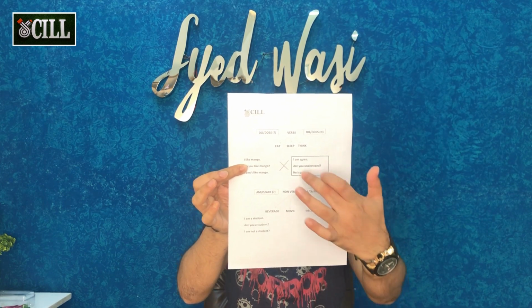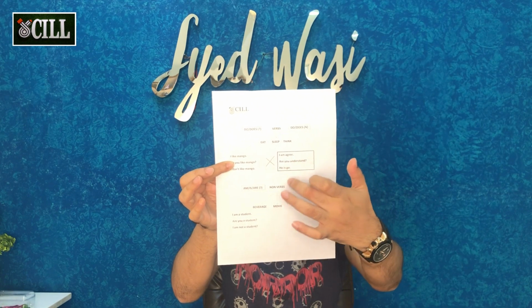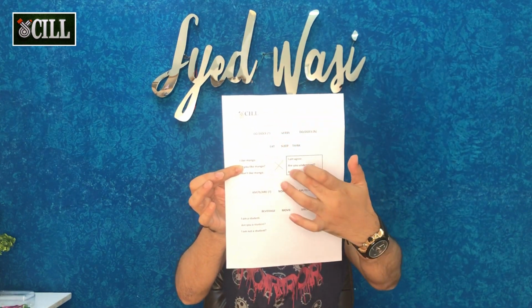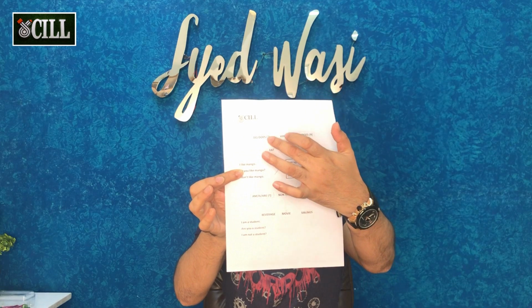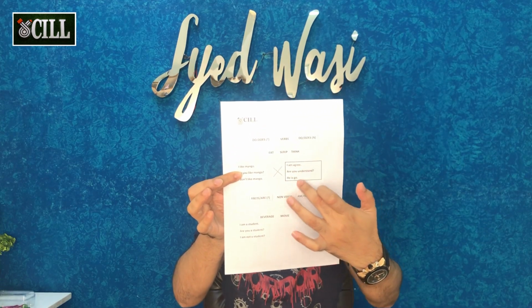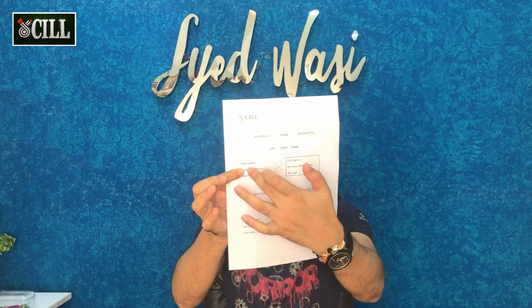So it should be I agree, and a verb goes with do or does. Do you understand? So again, does he go? Otherwise these will be wrong. Look at this part. When it comes to non-verb, this is opposite.